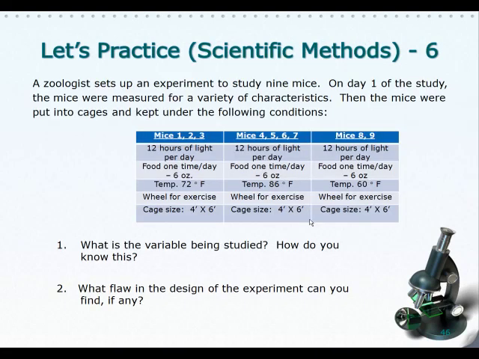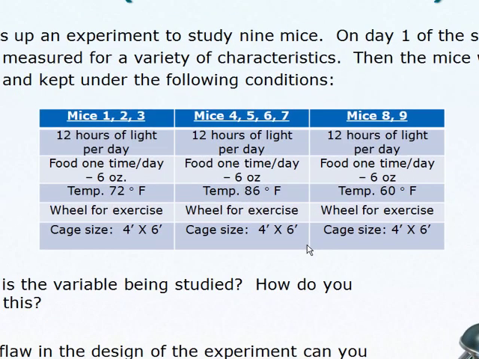Here's another practice scenario. A zoologist set up an experiment to study 9 mice. On day 1 of the study, the mice were measured for a variety of characteristics. Then the mice were put into cages and kept under the following conditions. Cage 1, he placed mice 1, 2, and 3: 12 hours of light per day, 6 ounces of food per day, a temperature of 72 degrees Fahrenheit. There was a wheel for exercise, and the cage was 4x6.